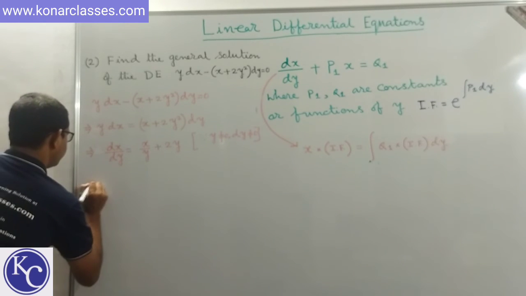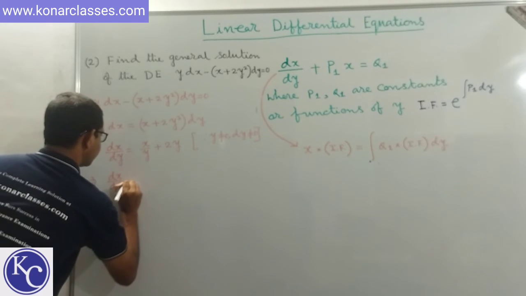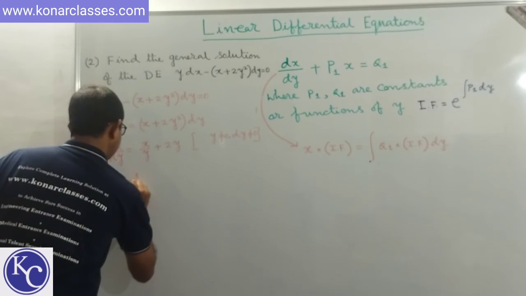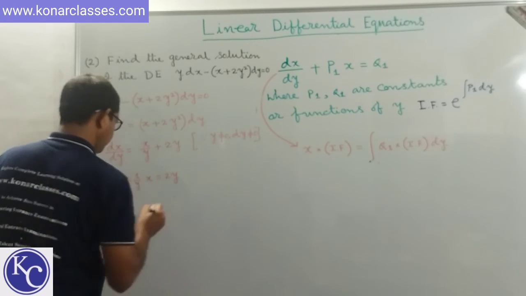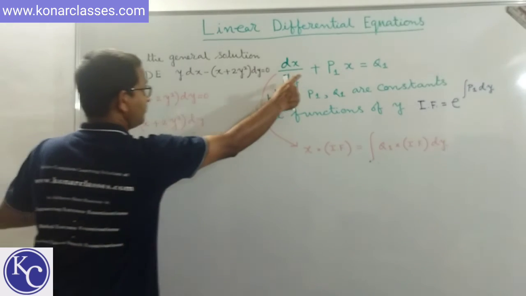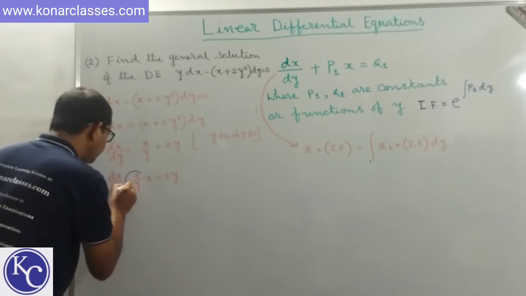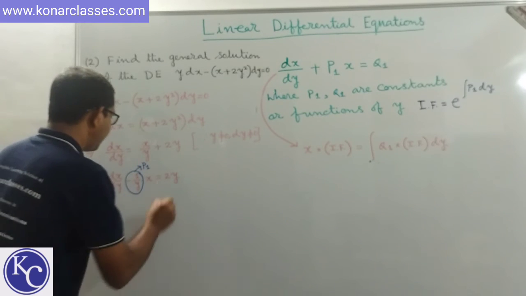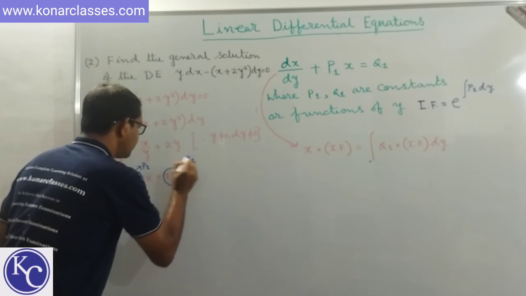Now this implies dx by dy minus 1 by y into x is equal to 2y. If you look at it very carefully, dear students, this equation is of the standard form, as if minus 1 by y is P1, and this 2y is like Q1, correct or not?